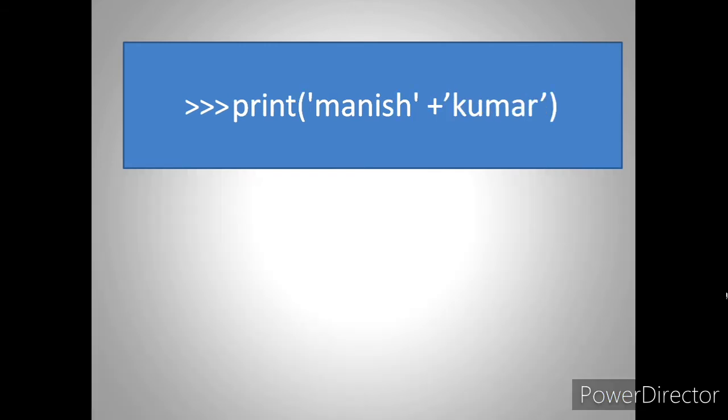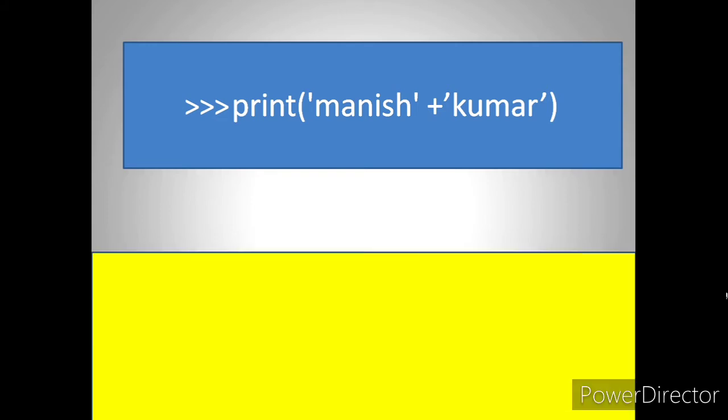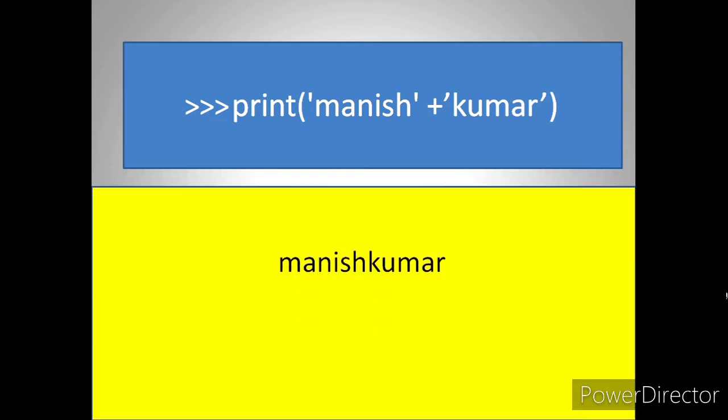Next we are having, if we say print Manish plus Kumar. Now here again the plus operator is over here, or plus mathematical symbol. So it is used to get the words concatenated. Concatenate, meaning joining. The words get added without any blank space.